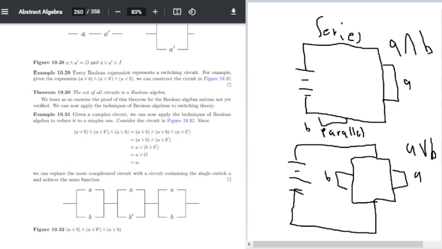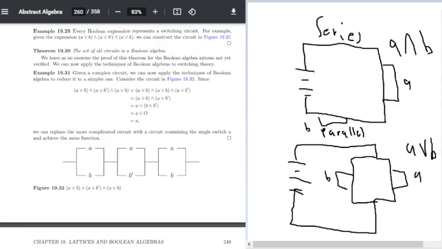Example 19.31. Given a complex circuit, we can now apply the techniques of Boolean algebra to reduce it to a simpler one. Consider the circuit in figure 19.32, this kind of mess right here. Since (A join B) meet (A join B prime) meet (A join B) is equal to (A join B) meet (A join B prime), which is equal to A join (B meet B prime), which is equal to A join O, which is equal to A, we can replace the more complicated circuit with a circuit containing a single switch that achieves the same function.